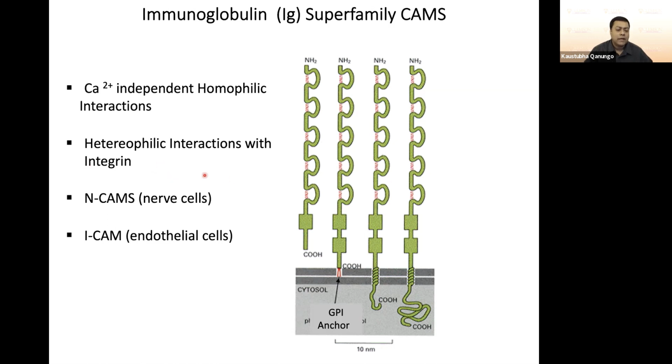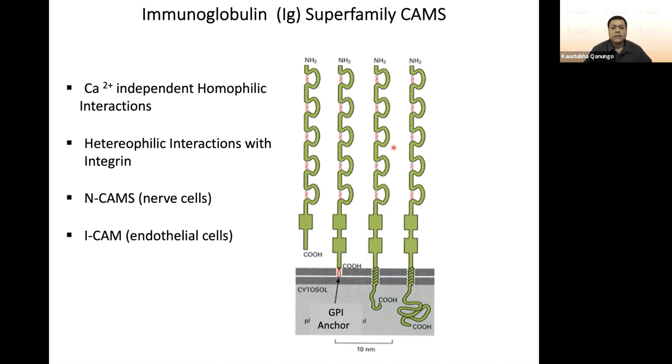So what are the different types? Say, for example, NCAMs, they are in the nerve cell, which are called the neural CAMs. And then ICAMs, they are found in endothelial cells. They're not called ECAM. So I stands for intercellular CAMs. So that's how it's named. That's why it's ICAM, intercellular CAMs.